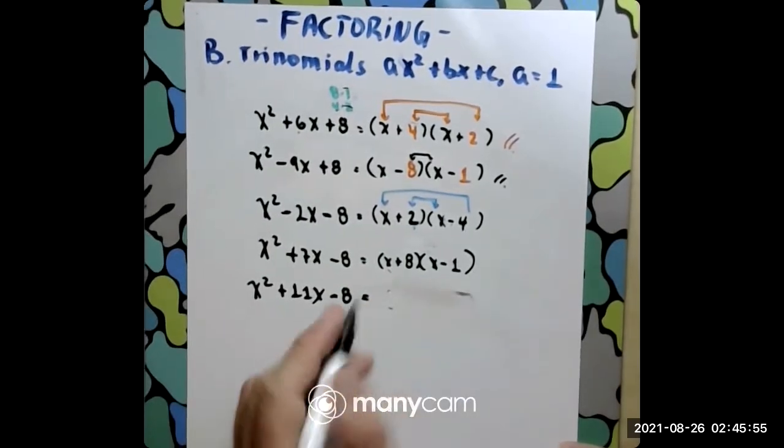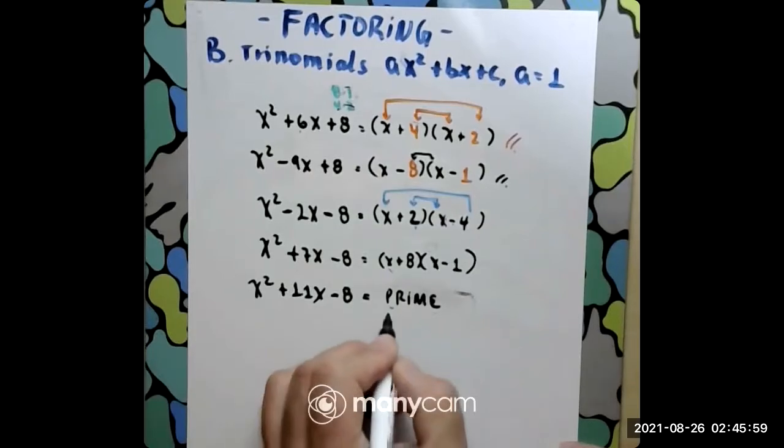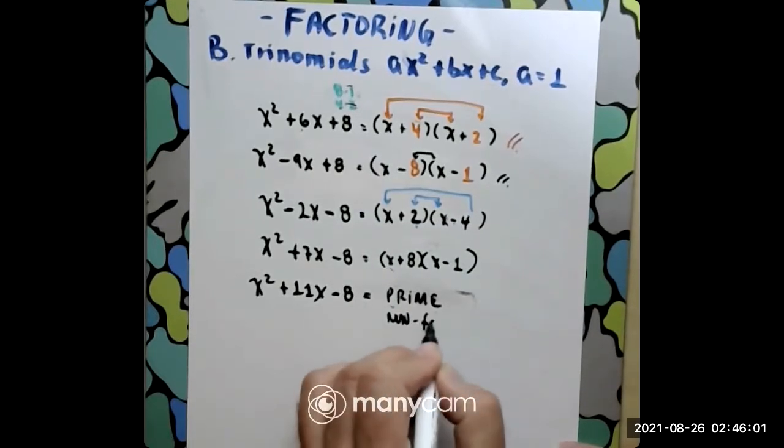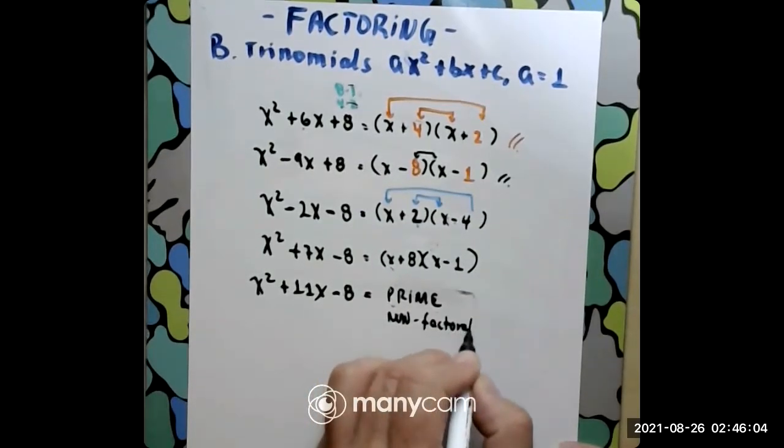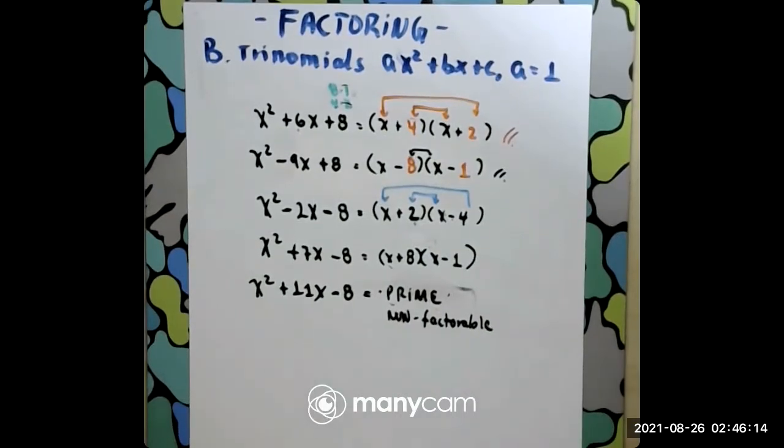So what do we say? This puppy is prime or non-factorable. I prefer prime. I have issues pronouncing that word, as you noticed with my pronunciation. So anyway, we can say that this trinomial will be prime, and that will do it.